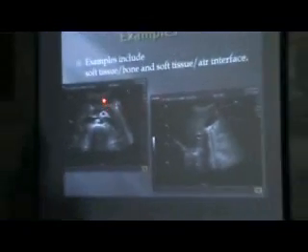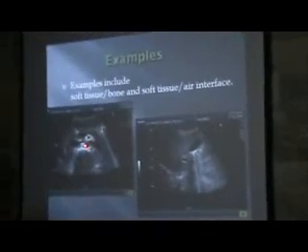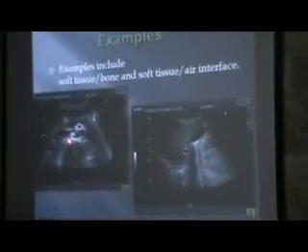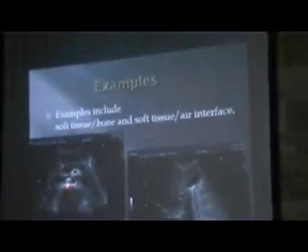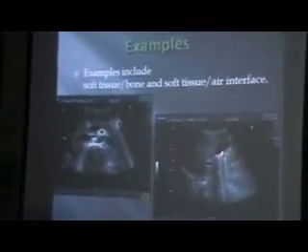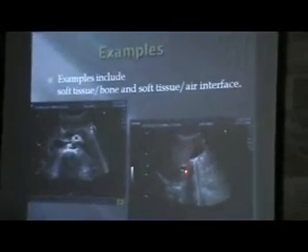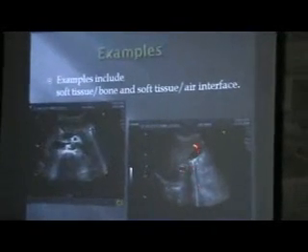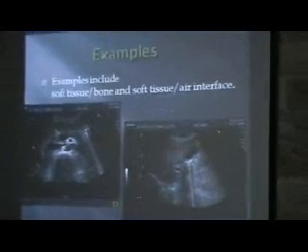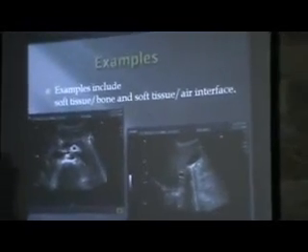The examples include the soft tissue bone interface. As you can see here, this is the liver, then there is the pancreas, this is the aorta, and this is the vertebral body. So this is the soft tissue bone interface. Likewise, this is the gallbladder and posterior to it the duodenum. The duodenum has gas shadow in it, so this is the soft tissue gas interface. These are the reflecting interfaces from where the ultrasound waves get reflected and enter the probe to form the image.